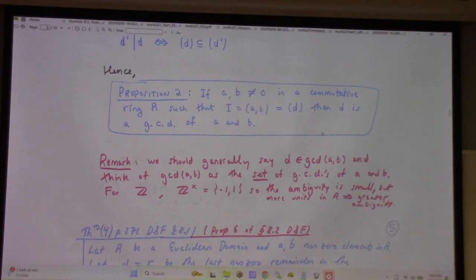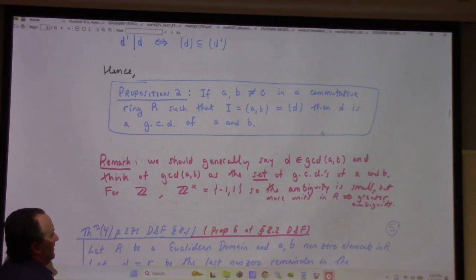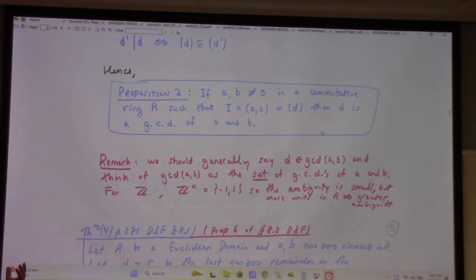So proposition 2: if A and B are non-zero in a commutative ring, then the ideal generated by A and B is in fact the principal ideal generated by the greatest common divisor of A and B. That's what this all means when we put it together. And so I really think we should generally say that D is an element of the GCD, because the greatest common divisor is not a single thing, it's a set of things more generally. It's just a quirk of integers that it's just one thing.